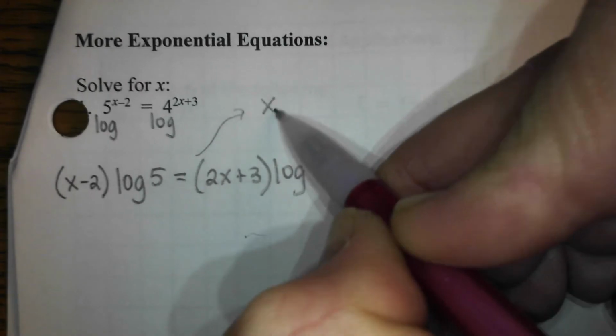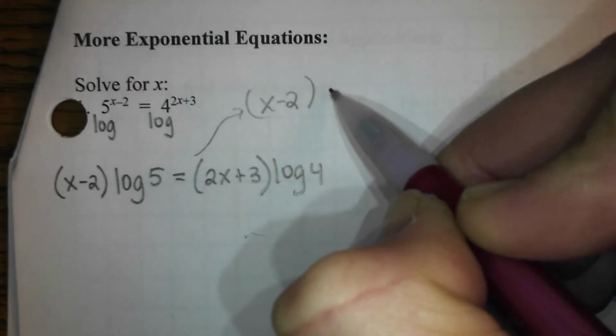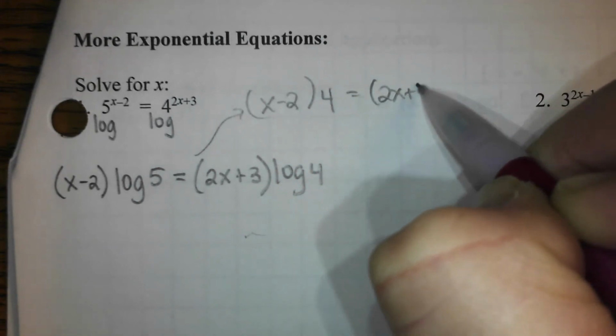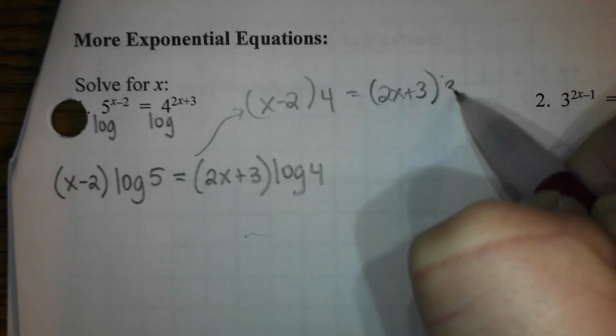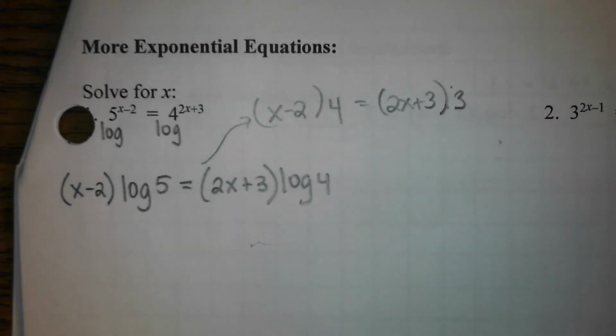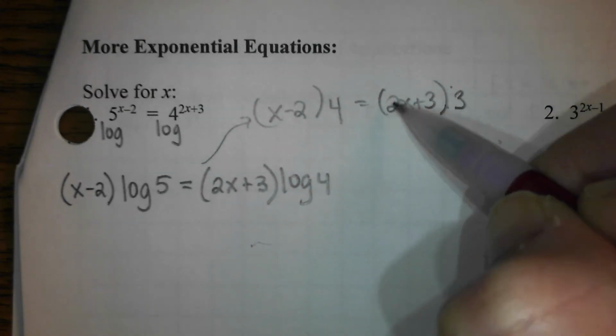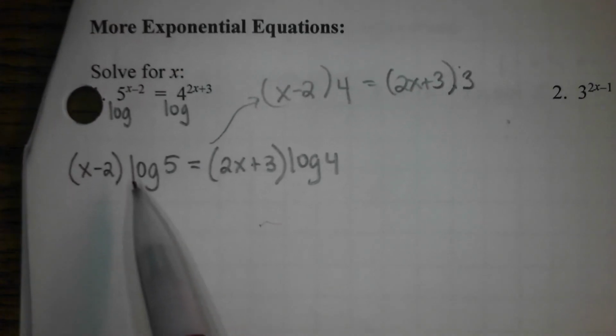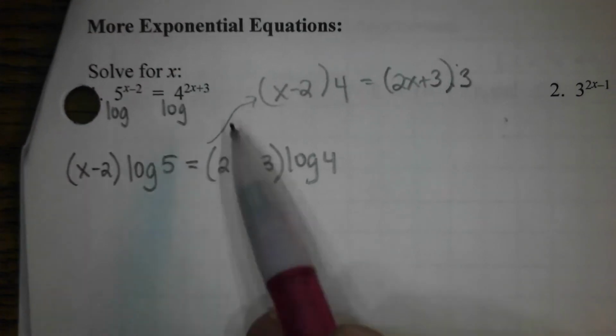If you had (x minus 2) times 4 equals (2x plus 3) times 3, what would you do with the number 4 on the left side? Distribute it, and the number 3 on the right side, you would distribute that as well. It's not pretty, and it's a lot more writing because you have to write the entire word, but we're going to do the same thing.